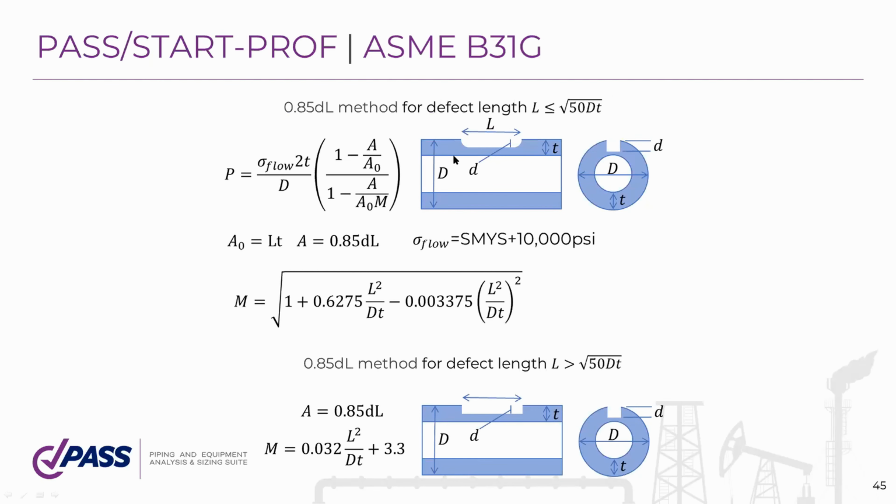The modified B31G method has a different equation. Now the area is calculated using this equation and the allowable stress is calculated using this equation, and we use a different value for the M factor. It depends on the defect length. And for very long defects, we use a different equation.